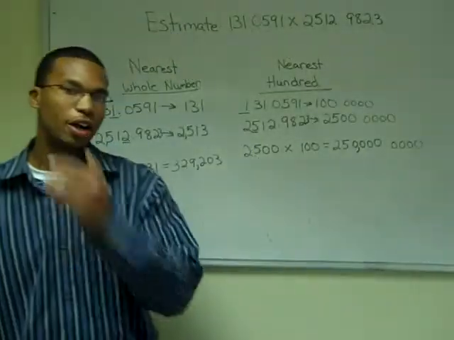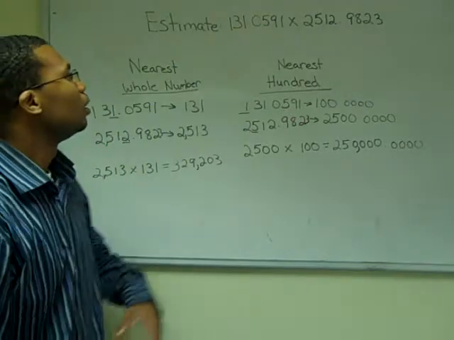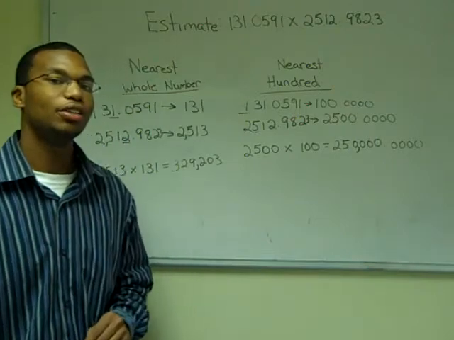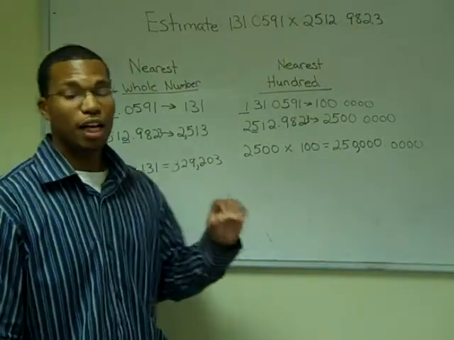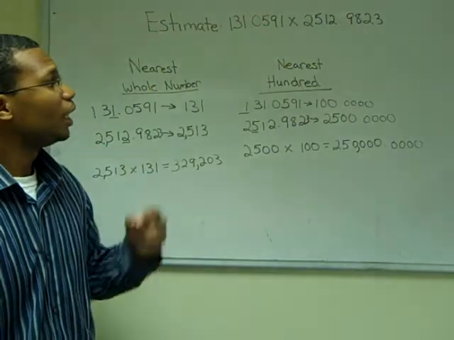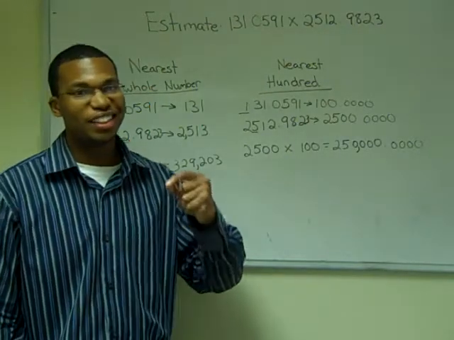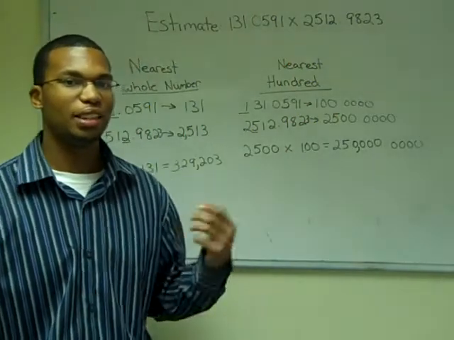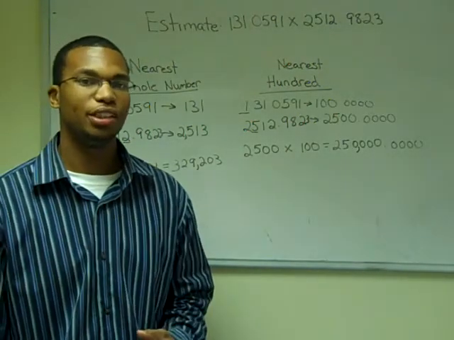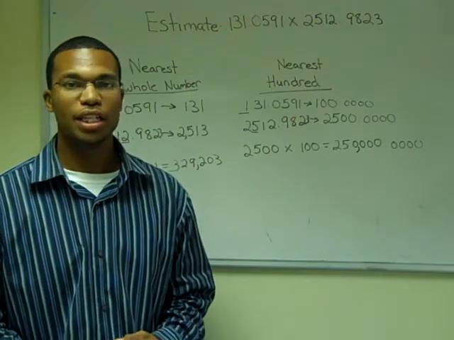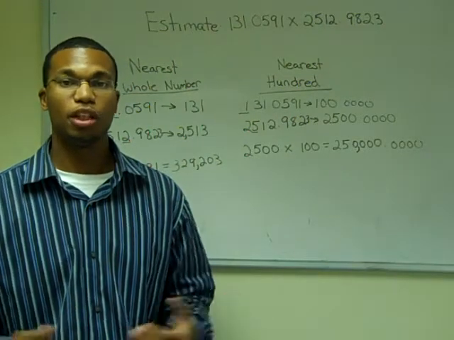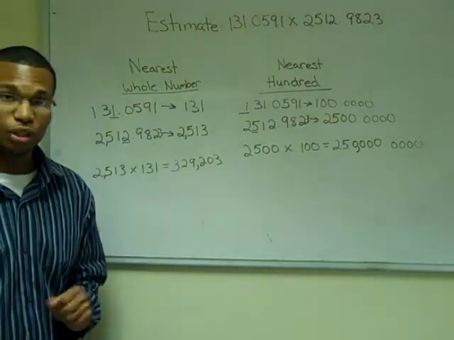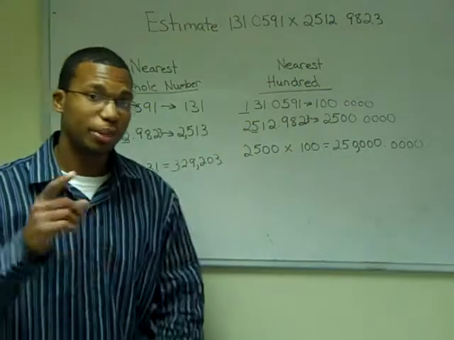In this example, we are asked to estimate 131 and 591 10,000ths times 2,512 and 9,823 10,000ths. Okay, since this problem asked us to estimate and it doesn't specify the rounding digit, you pretty much can round any digit that you feel is most comfortable for you. But for the sake of this example, I did to the nearest whole number and also to the nearest 100. So let me explain those to you.